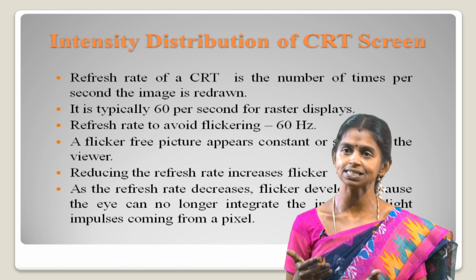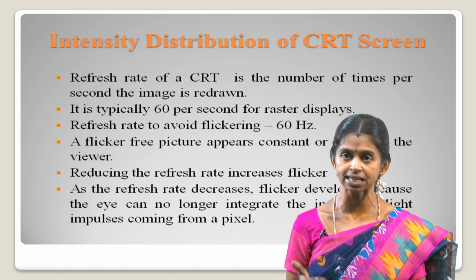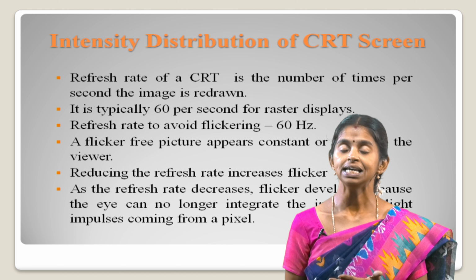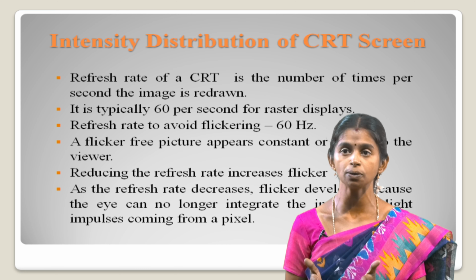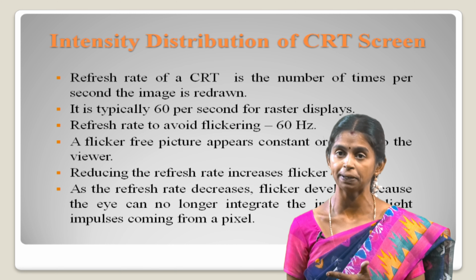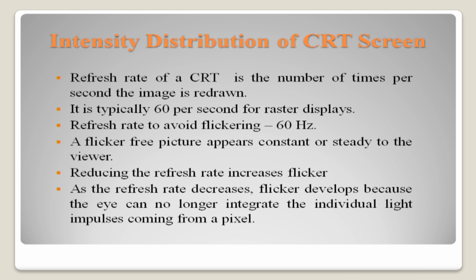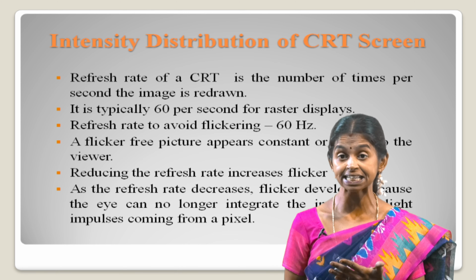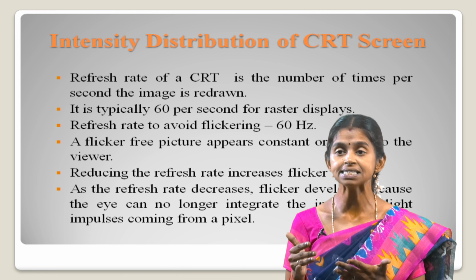Refresh rate of a CRT is the number of times per second the image is redrawn. It is typically 60 per second for raster display. Refresh rate to avoid flickering is 60 Hz. A flicker-free picture appears constant or steady to the viewer. Reducing the refresh rate increases flicker. As the refresh rate decreases, flicker develops because the eye can no longer integrate the individual light impulses coming from a pixel.